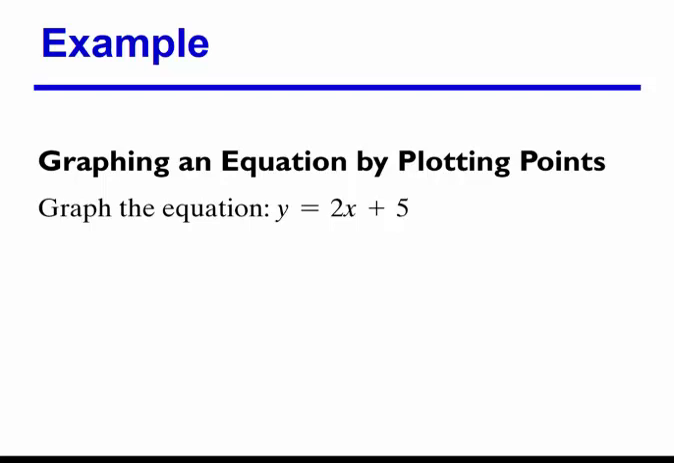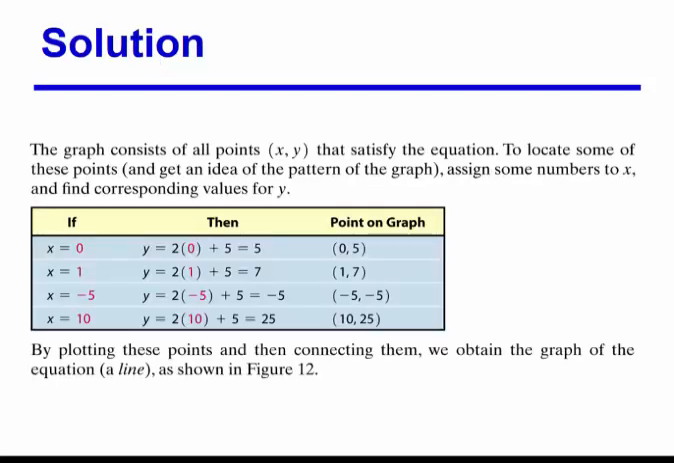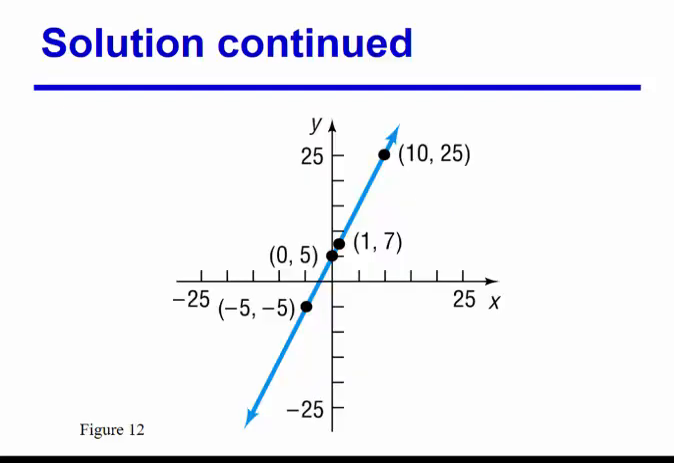So here we have y is equal to 2x plus 5. We're going to graph this by creating a table of points. And so the graph consists of all the points (x, y) that satisfy the equation. To locate some of these points and get an idea of the pattern of the graph, we assign some numbers to x, and then we find the corresponding values for y. So by plotting these points and then connecting them, we obtain the graph of the equation, which is a line, and this is shown in the next slide, which is this one.